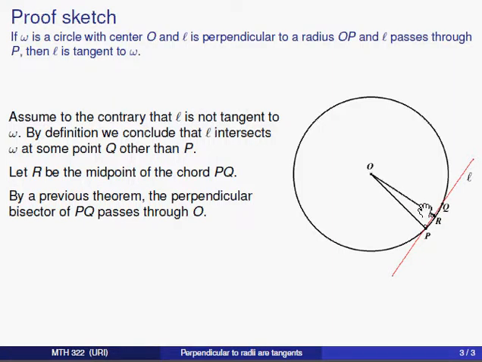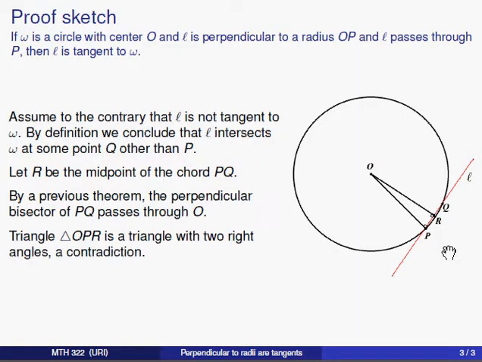So if we take a look at the segment OR, the segment OP, and the segment PR, we'll have the three sides of a triangle, and you can already see something a little bit strange about this triangle. The angles OPR and ORP are both right angles.